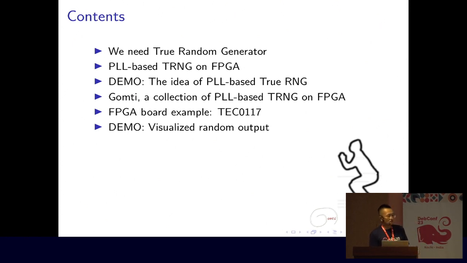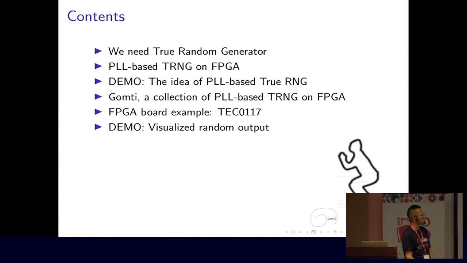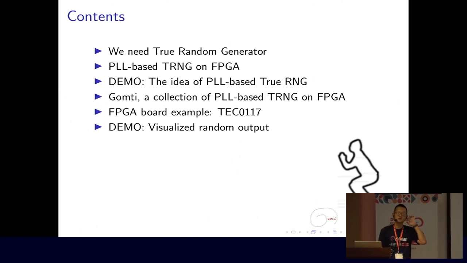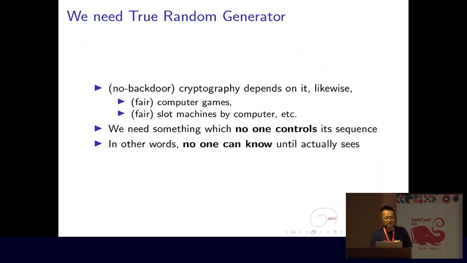And then I explain a collection of PLL-based TRNG on FPGA. That's my work. I show you a concrete example using the board named Tech0117. That's made in Germany using Chinese FPGA, Gowin. And then I run demonstration, visualize random output. That's my talk. And let's see.